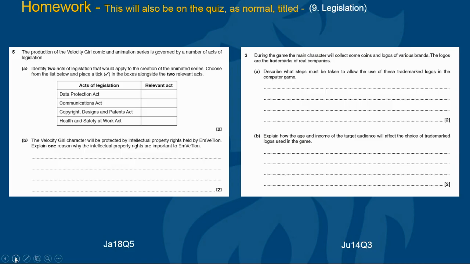Okay, last things now. Homework. There will be obviously a quiz as normal, titled legislation, and these 2 exam questions will be at the front of that. So as normal, I will require you to fill those in. Emailing me with a copy of the answers to these 2 exam questions would be beneficial. I will always reply to you and give you some feedback for that, so please make sure that is done.